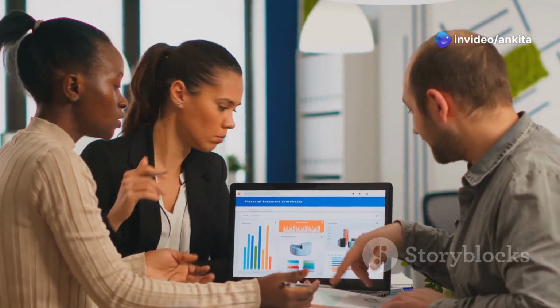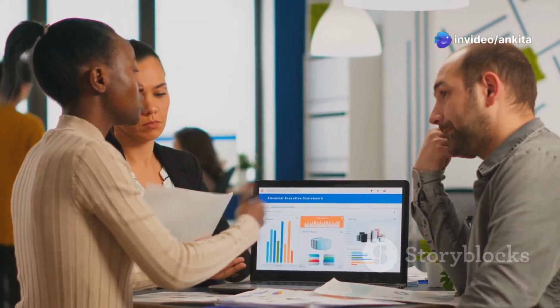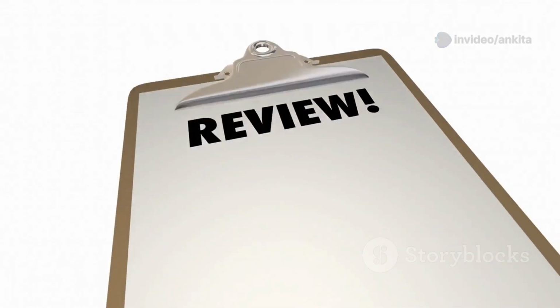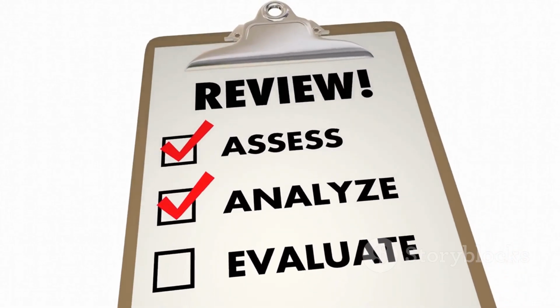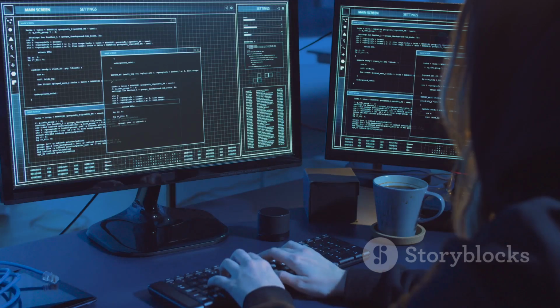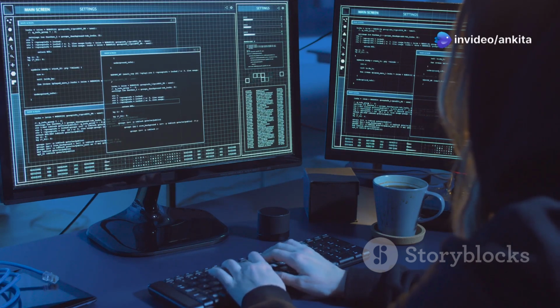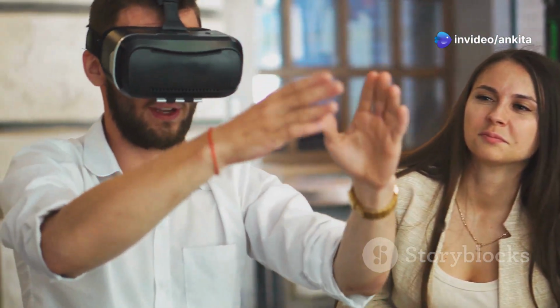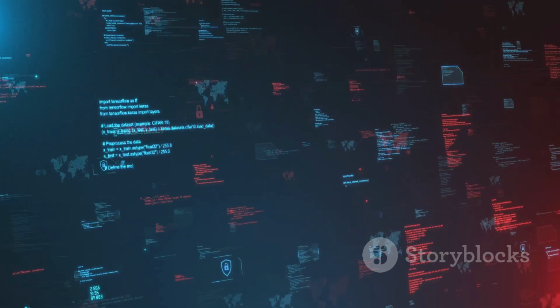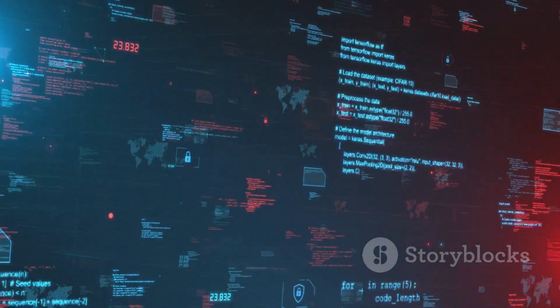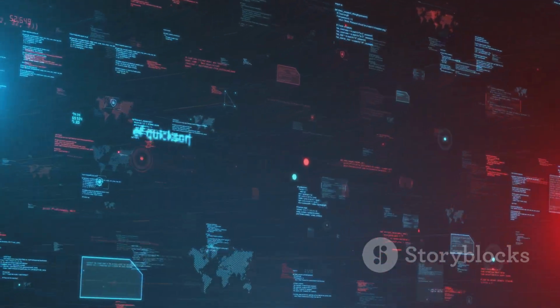Section 8: Mastering the craft, best practices in testing and QA. To achieve high-quality software, both testing and QA activities must follow established best practices. One of the most important principles is to test early and test often. This means integrating testing activities throughout the entire software development lifecycle, not just at the end. Finding and fixing defects early is significantly less expensive and less disruptive.